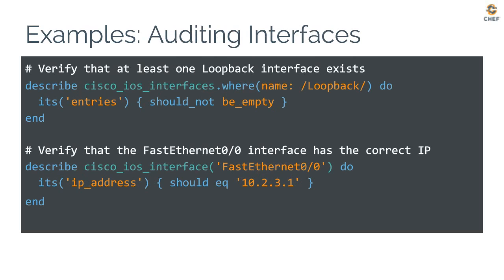Now, in addition to the bread and butter resources for command output and running config lines, you can also audit specific items. For example, we can check the names of all interfaces and verify that at least one of them matches the name loopback. So in the first example, it does just that. It will create a list of all interfaces that contain the word loopback in its name, then assert that that list should not be empty. If you wanted to verify the status and configuration of a single interface, the second example is what you would want. So here we're using the cisco_ios_interface resource to check a specific interface, in this case FastEthernet0/0, and assert that its IP address is 10.2.3.1.